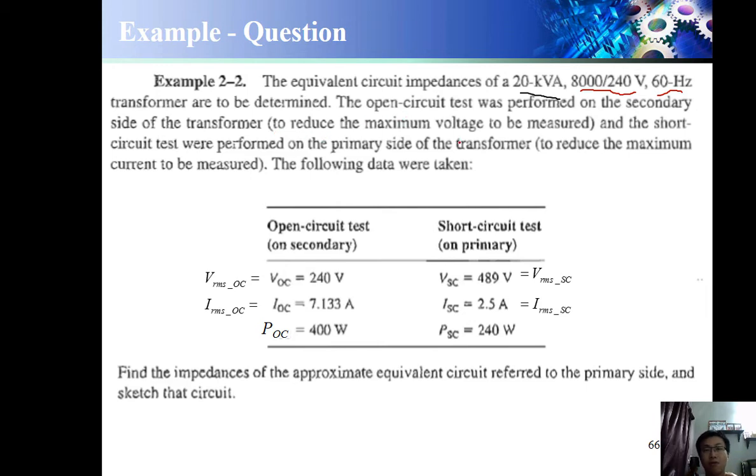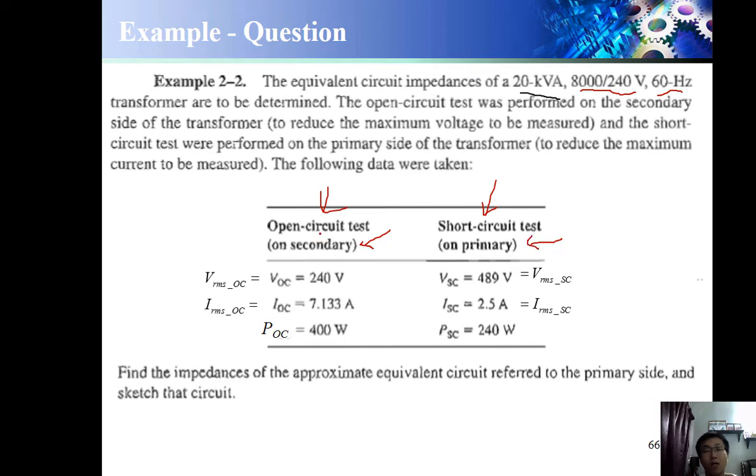For the transformer, the open circuit test will be performed on the secondary side to reduce the maximum voltage to be measured, and the short circuit test will be performed on the primary side to reduce the maximum current to be measured. The following data are given: open circuit test, short circuit test. Have a look at the secondary side or the primary side.